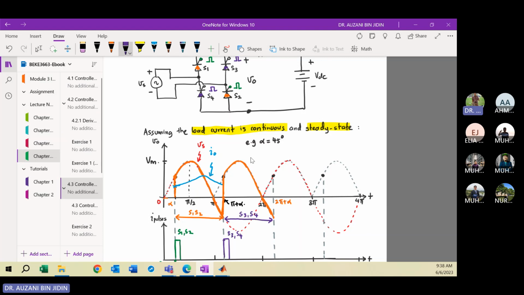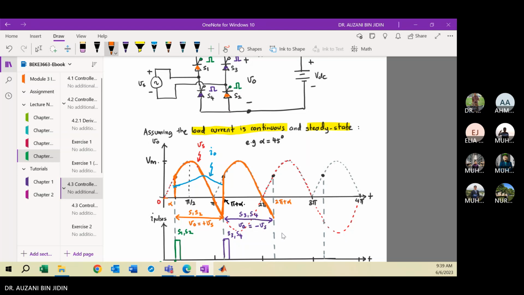For this range, your VO will be what? Can someone answer? VO is minus VS, for the case of S3 and S4 turned on. For the case of S1 and S2 turned on, VO will be equal to positive VS. So for S3 and S4 turned on, your output voltage is the inverted source voltage waveform. There I put a negative sign here and a minus sign here.